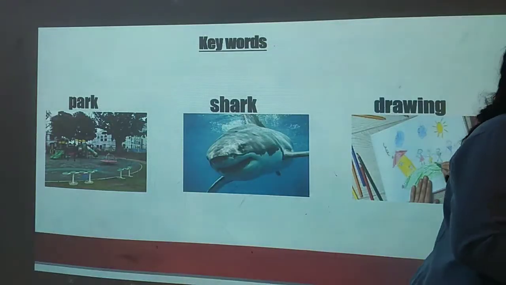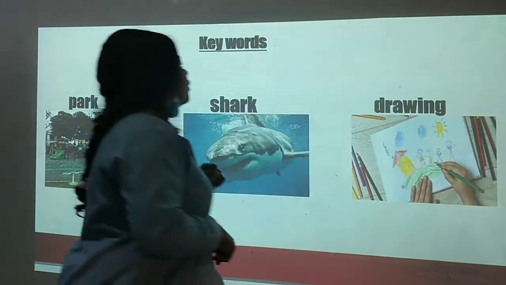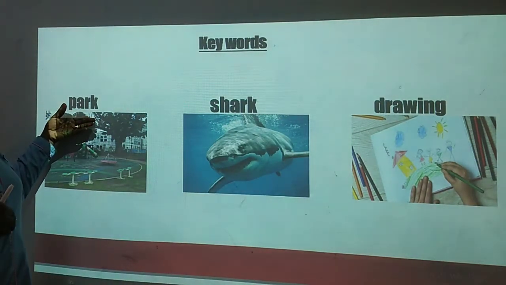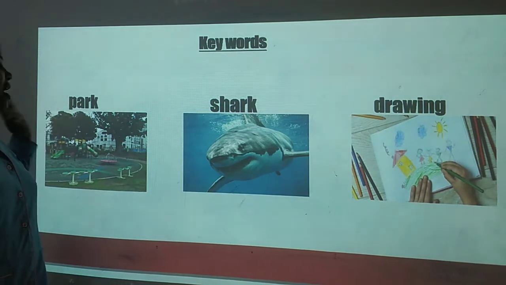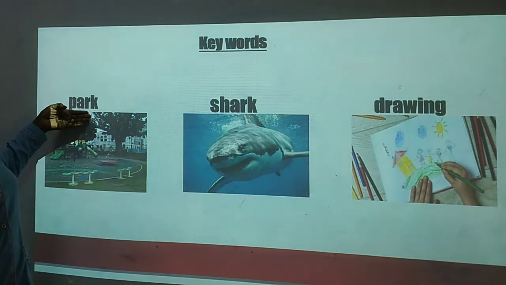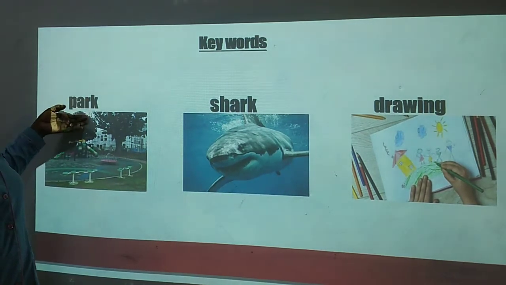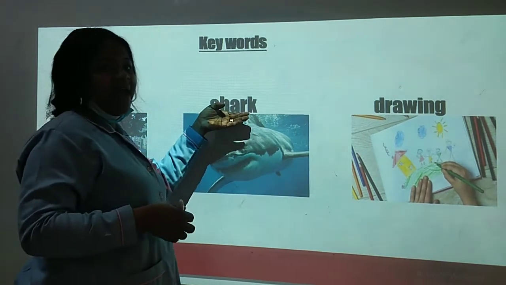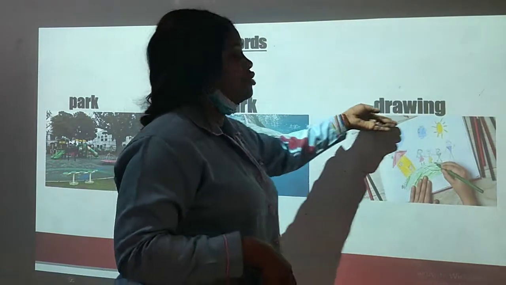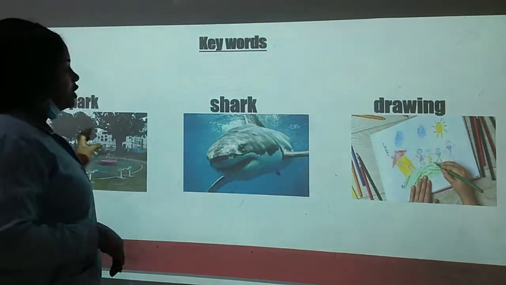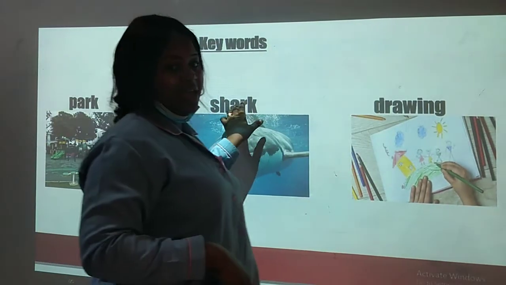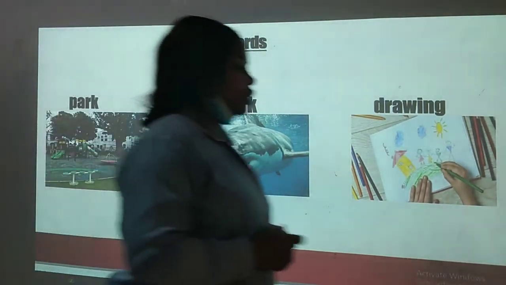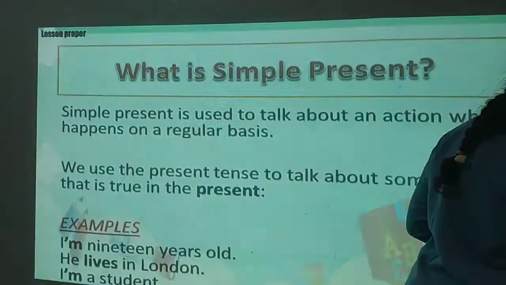Okay. Look at the keywords for today's lesson. We'll have here, park. Remember we said in our objectives, we'll be looking at the words. This is park. You see the park, sharp, arc. This is drawing. Okay. So this is not part of the AR words. Now we'll move on to continue with the lesson.